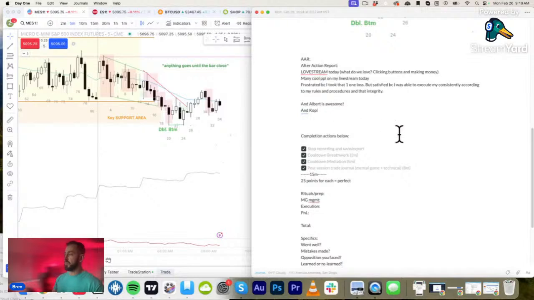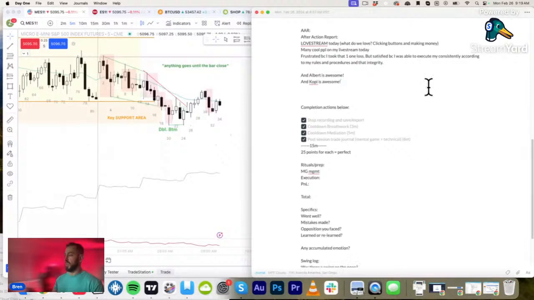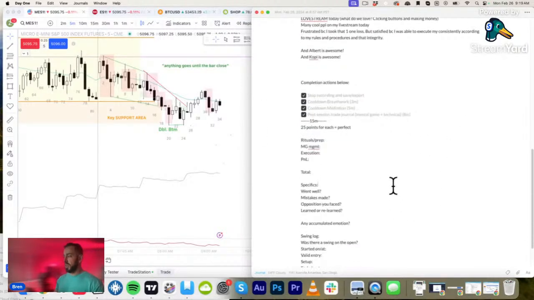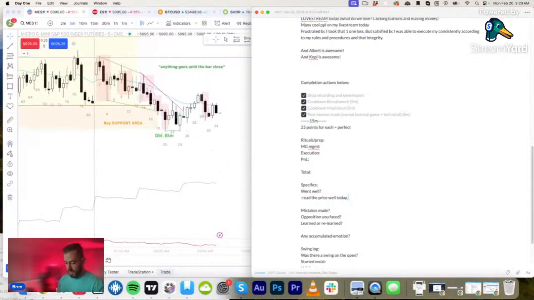Okay, so that's the trade journal, and then we'll say specifics. What went well? Read the price action well today. Identified context and made decisions rationally for the most part.